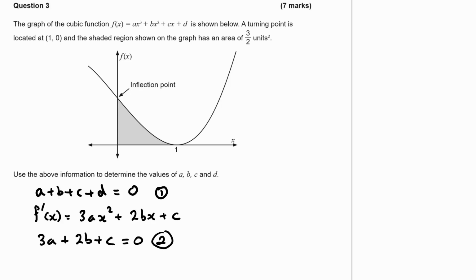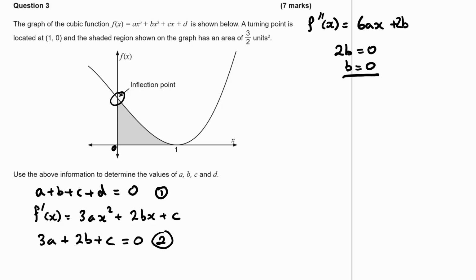Now we know there's an inflection point just here. So if we differentiate again, f''(x) is going to be 6ax + 2b. And this is at 0, so d²y/dx² must be 0 at that point. So substituting x = 0 in here, we get 2b = 0, which tells us that b is 0. So we've now found the value of b.